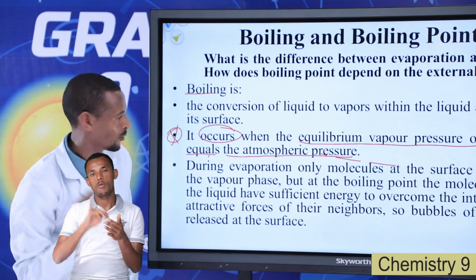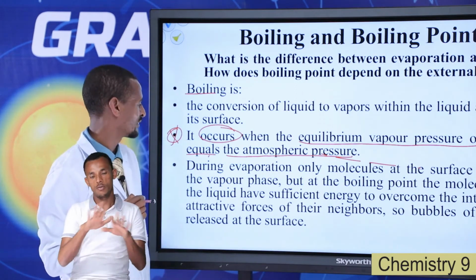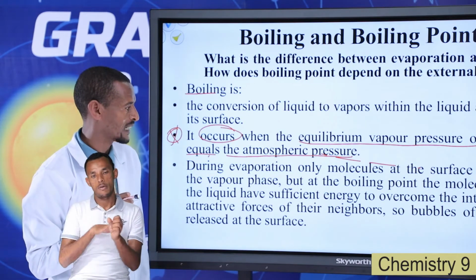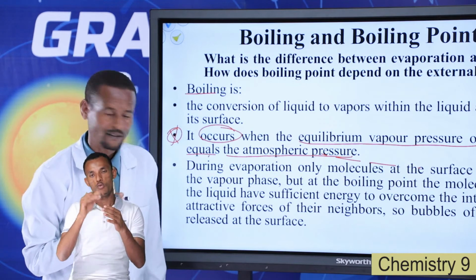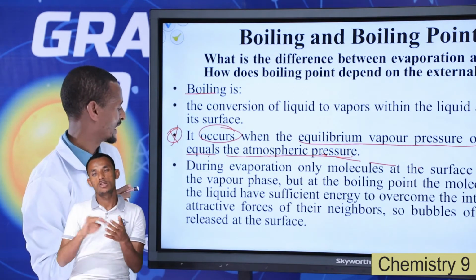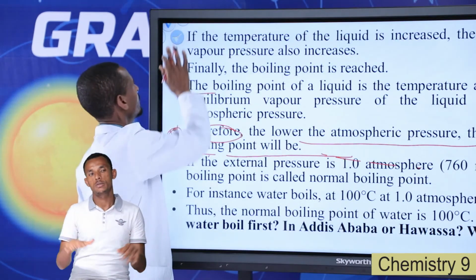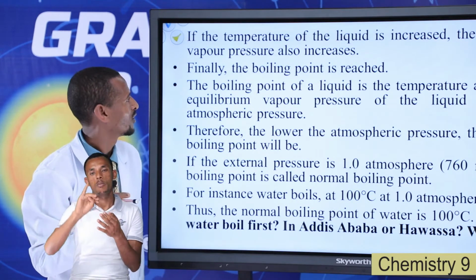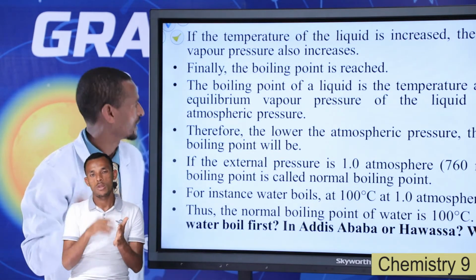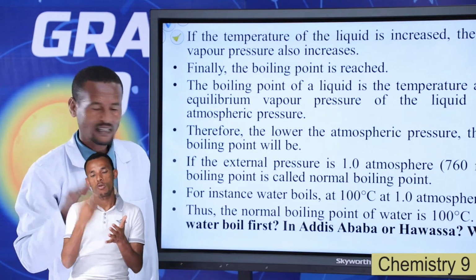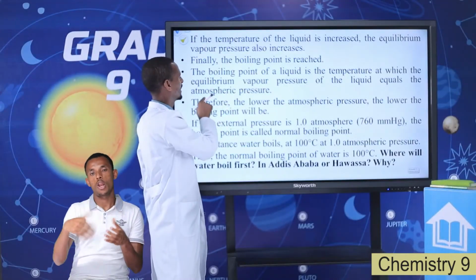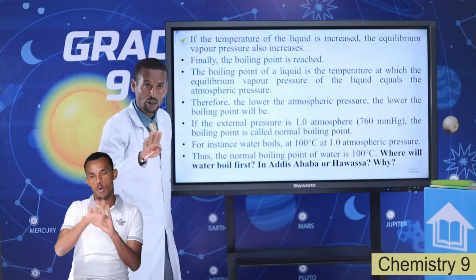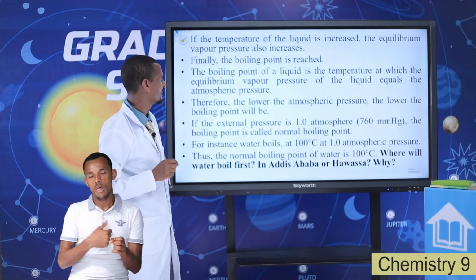During evaporation, only molecules at the surface escape into the vapor phase. But at the boiling point, the molecules within the liquid have sufficient energy to overcome the intermolecular attractive forces of their neighbors. So bubbles of vapor are released at the surface. As the temperature of the liquid increases, the equilibrium vapor pressure also increases. Finally, boiling point is reached. The boiling point of a liquid is the temperature at which the equilibrium vapor pressure of a liquid equals the atmospheric pressure that we have seen earlier. Therefore, the lower the atmospheric pressure, the lower the boiling point also. So they have a direct relationship.